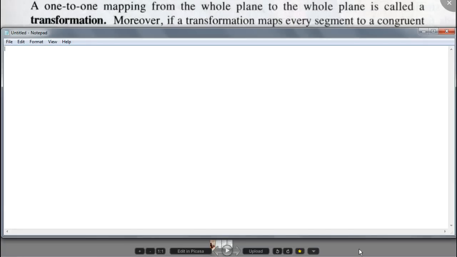Okay, let's review a little bit. Who remembers what a transformation was? Hint, hint, look up. It's already up there. Okay, yes, Eamon? One-to-one mapping from the whole plane to the whole plane.